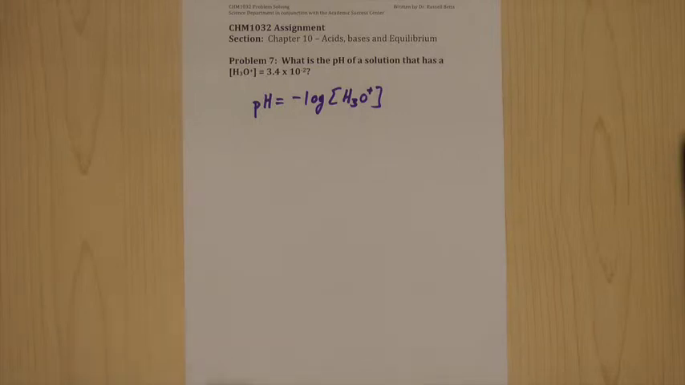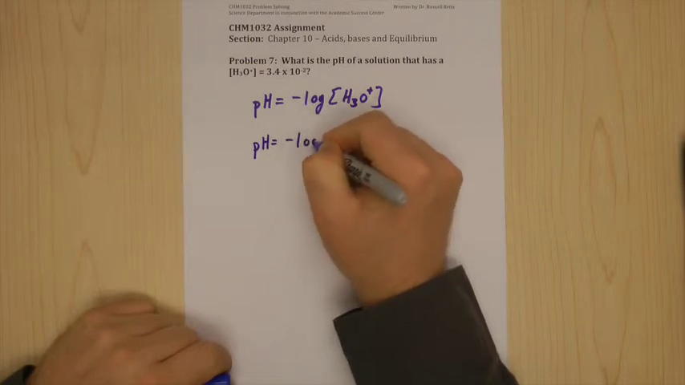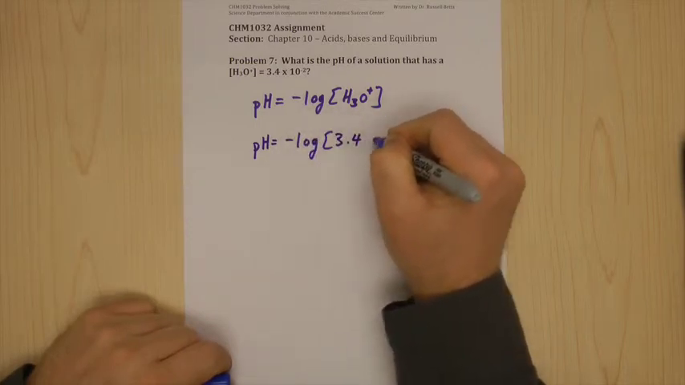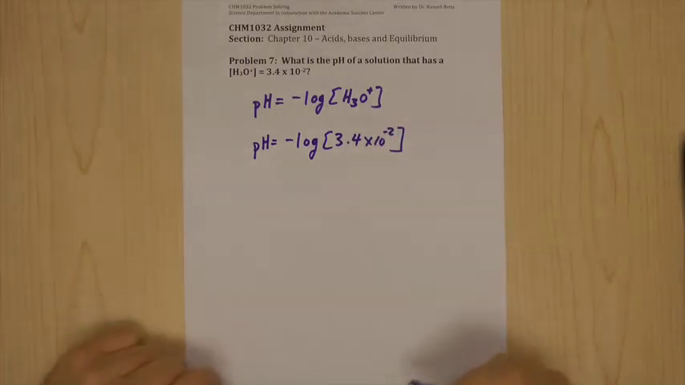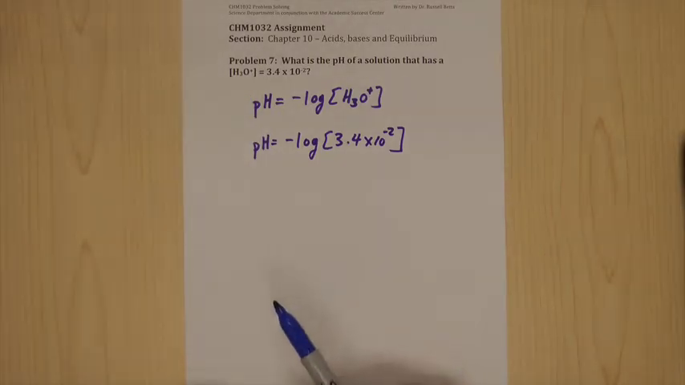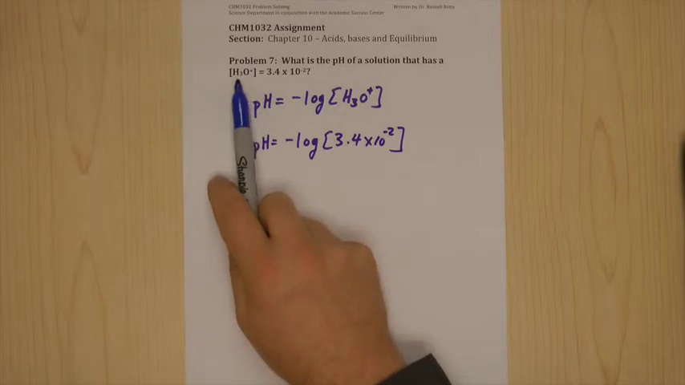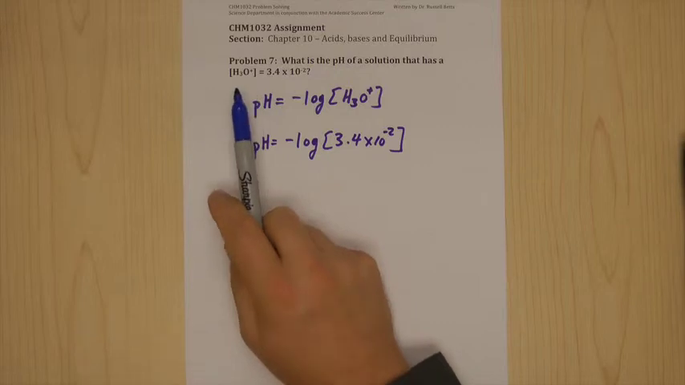Now, let's look at this question here. What is the pH of a solution that has a concentration of hydronium equal to 3.4 times 10 to the negative 2? Well, very, very simple. All you got to do is plug the number into the expression. Now, for those of you who may not be familiar with this symbolism, the square brackets around a molecule or an ion mean the concentration of that species in molarity. So this means the concentration of hydronium in molarity. I could have put anything in between the brackets. It doesn't have to be hydronium, but in this case it is.